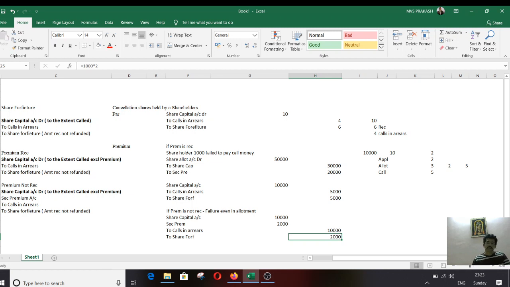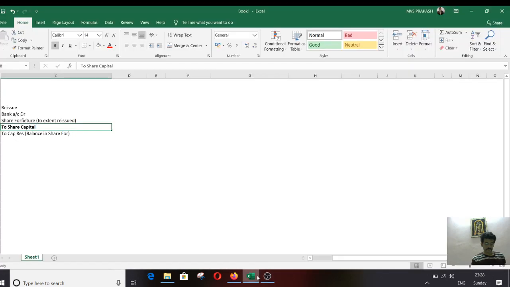With that, these theoretical concepts will be closed. Okay, the accounting impact of reissue of shares is very simple. You had cancelled earlier, now again you are reissuing, so you are getting bank to share capital. Earlier, when we had cancelled the shares, there is a balance lying in your share forfeiture account.